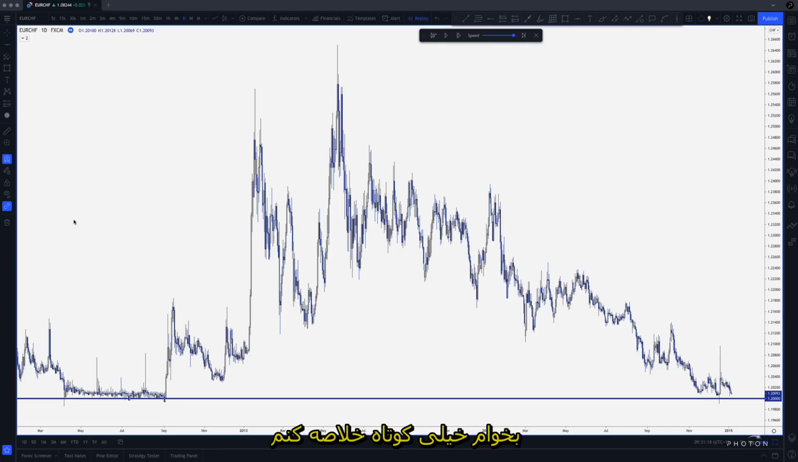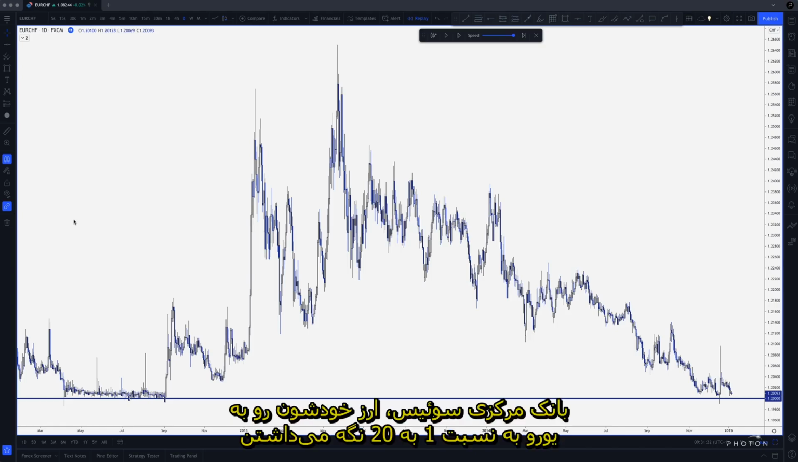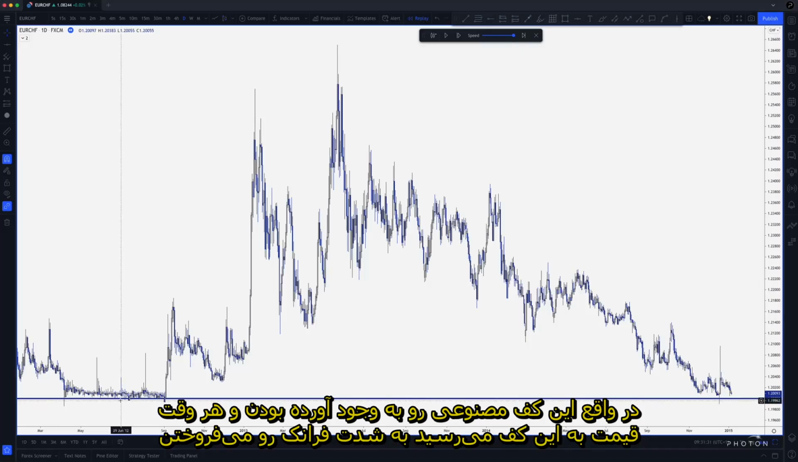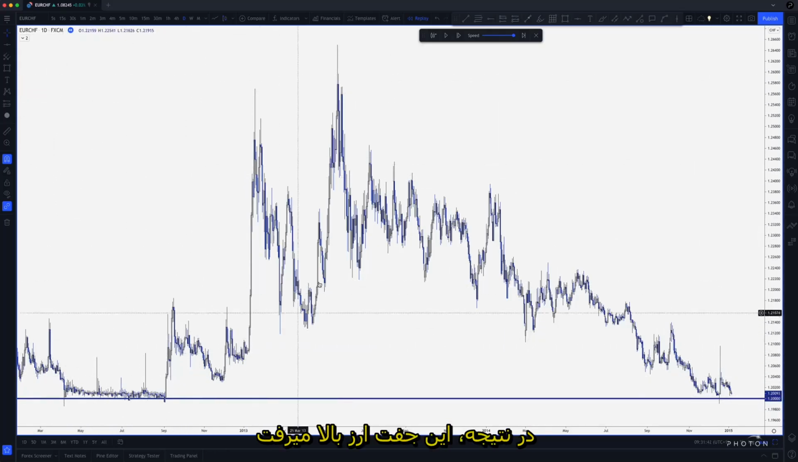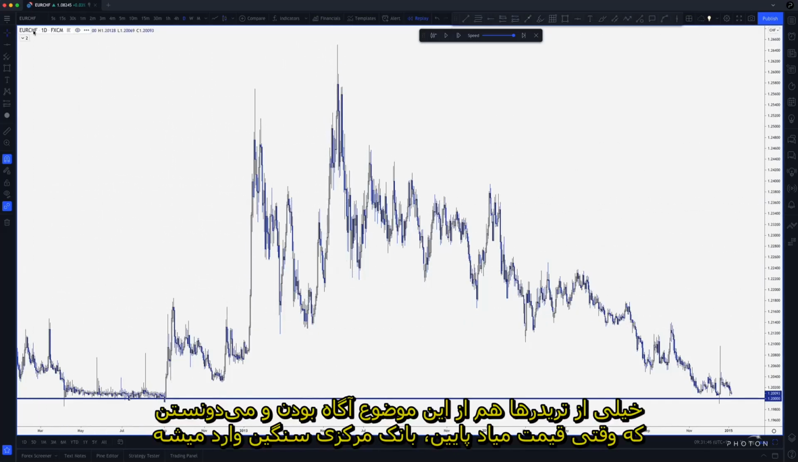So essentially, to keep a long story short and simple, the Swiss bank was pegging their currency to the euro at the rate of 120. So they had this pretty much artificial floor, and whenever price came down, they did some really heavy selling of the Swiss franc, buying euros with it, essentially to weaken the Swiss franc. That would obviously see this currency pair go up, if the Swiss franc itself is bearish.